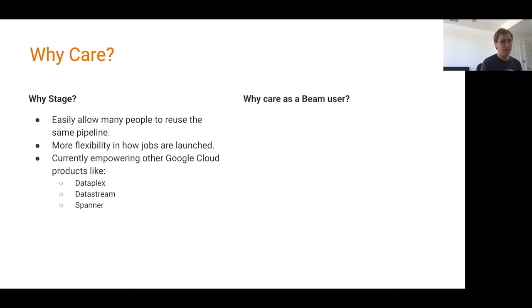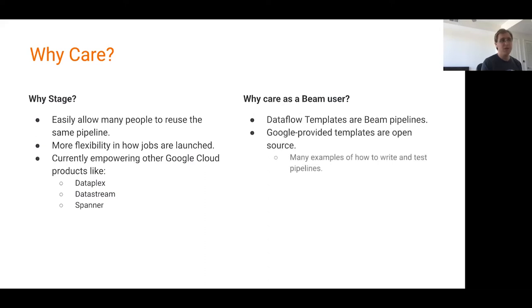There's also the angle of why would I care as a Beam user? Dataflow is, as was mentioned earlier, the native way of running Apache Beam pipelines in Google Cloud, and Dataflow templates are just built on top of that. If you already are writing Apache Beam pipelines, you can convert them into a Dataflow template, stage them, and run them. Again, it helps you make them more easily reusable and more easily triggered. Google also provides a lot of open source templates. This means that there's a lot of open source examples of how you can write and test your Apache Beam pipelines, and it can even serve as a starting point for your own pipelines. And here's the GitHub URL: googlecloud.com/dataflowtemplates.